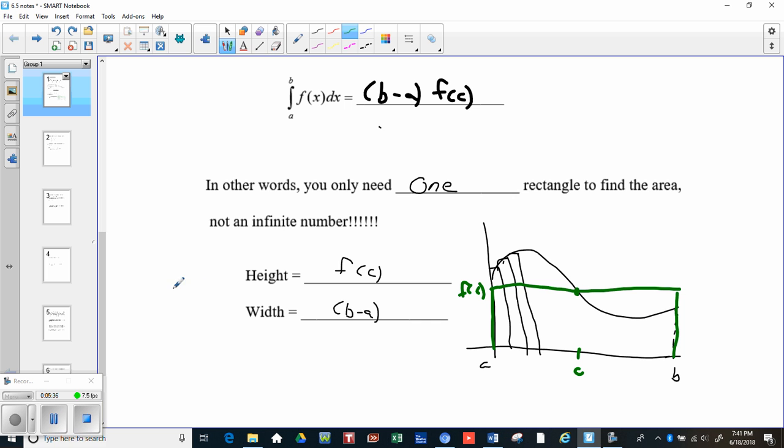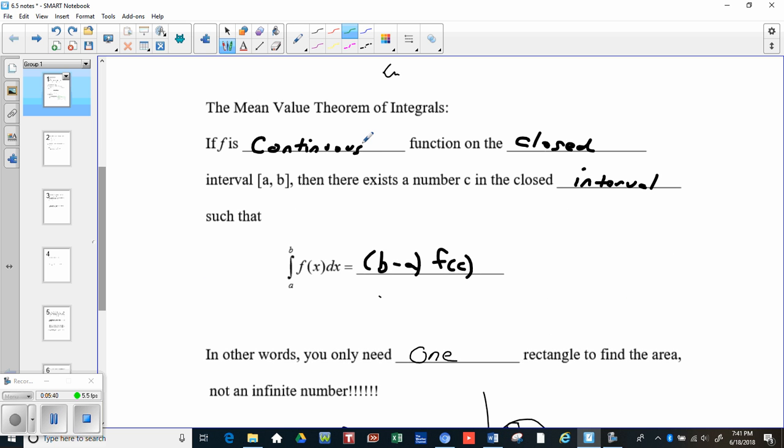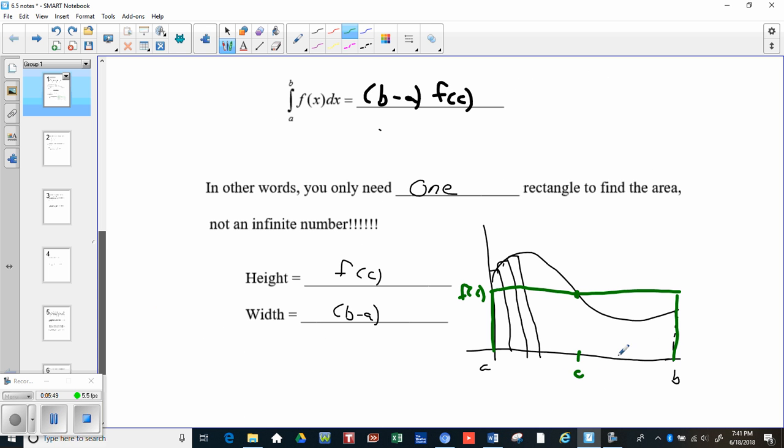These conditions will be met as long as f is continuous on a closed interval. Then there's going to exist this c value right here, which is going to give us the average height of the entire function. In other words, that one rectangle right here would give us exactly the same area as this right here.